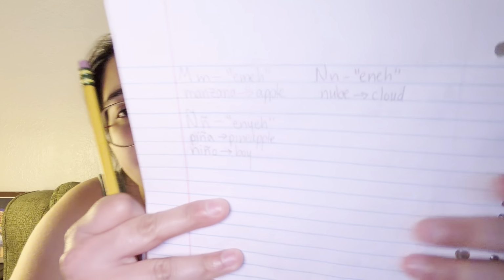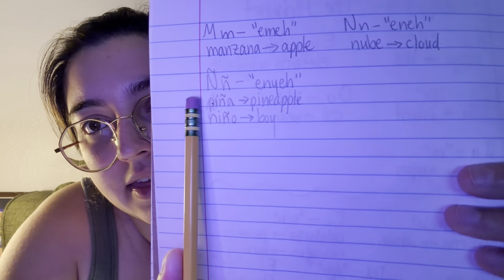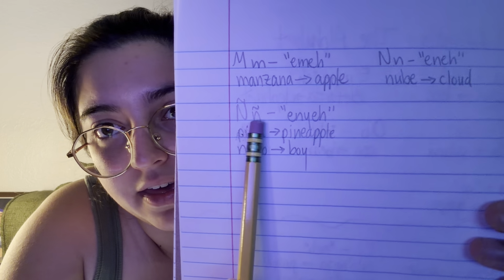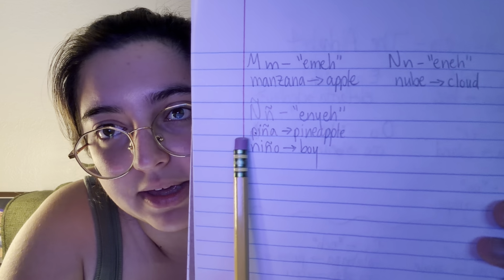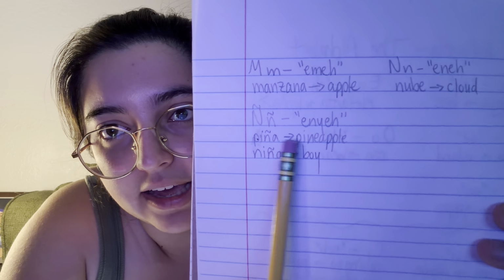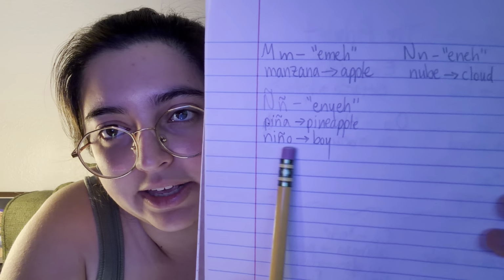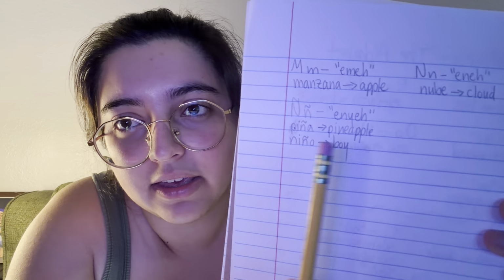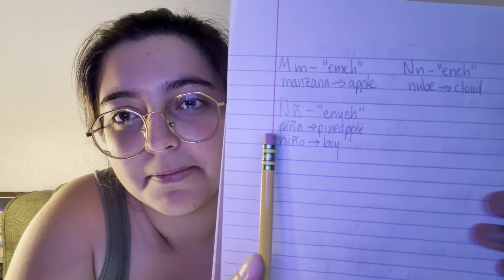And you also have the example of boy or girl. So niño is boy, and that one has it in the middle. So ñ, it's written like an N with a little squiggly line over the top. And so we have pineapple, piña, and boy, niño. So it's almost like an N and Y together, like a ñ, piña, niño. Okay. So that's ñ.